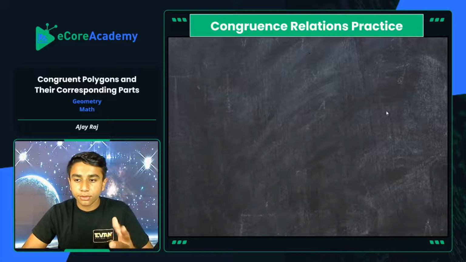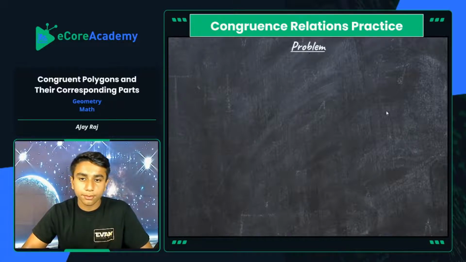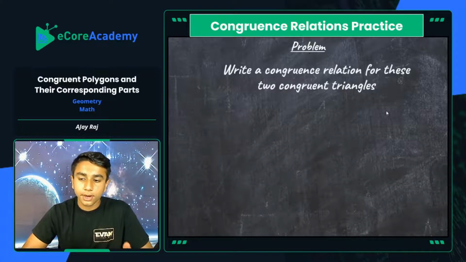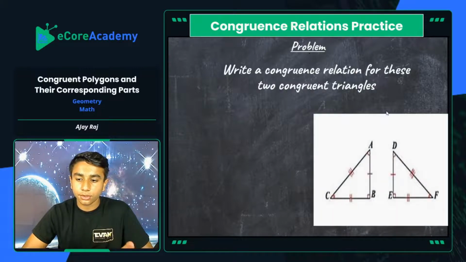And finally, let's move on to our congruence relations practice. I just have a simple problem here. It's going to be writing a congruence relation for these two congruent triangles. Since we've already identified that these two triangles are congruent, we're going to be developing a congruence relation. If we didn't know that they were congruent, we can actually prove that by showing these tick marks, as shown here. But now we're going to go a step further and develop a congruence relation. In order to develop a congruence relation, you need to know whether or not the triangles are congruent. We already know that these two triangles are congruent, so let's go ahead and develop our congruence relation.